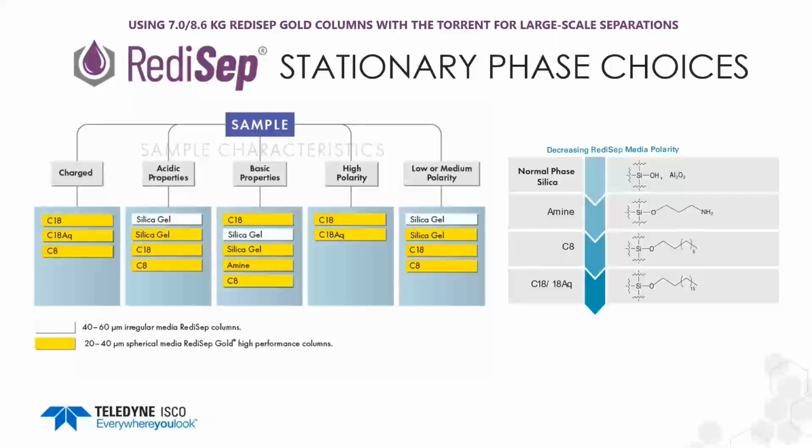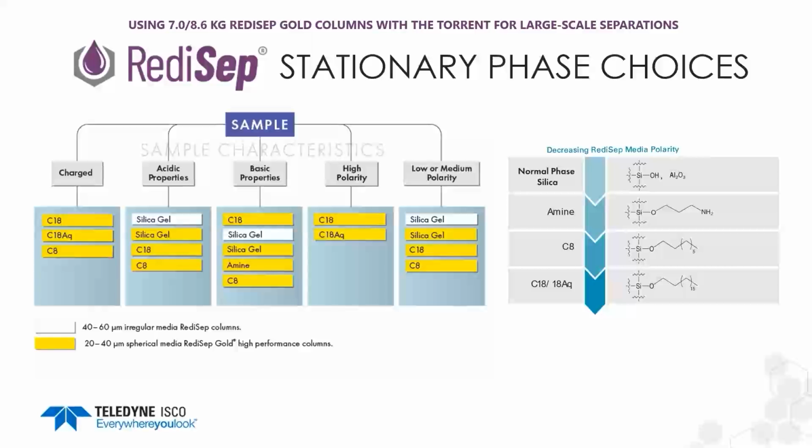columns with our silica gel, with the gold 40 micron irregular media, and then we have a spherical 20 micron media that provides high performance, higher resolution, higher loading, which we'll discuss the advantages of later. But our functionalized media with the C8, C18AQ, the amine column, they all are offered in our gold line of media. So it offers higher loading and higher performance for those reusable columns.